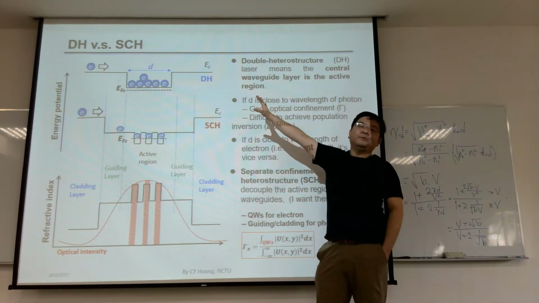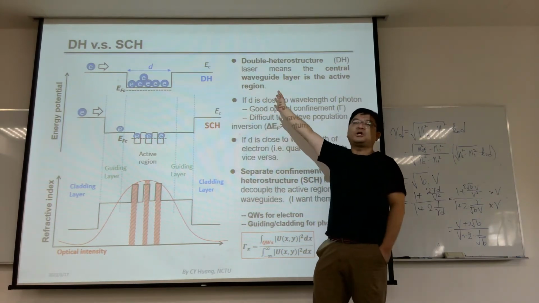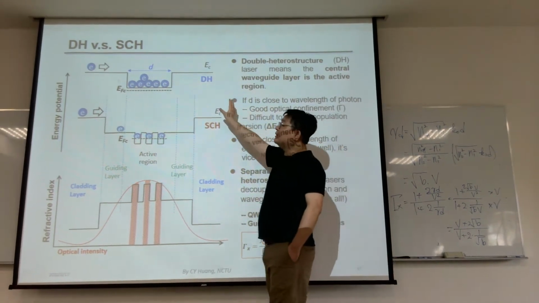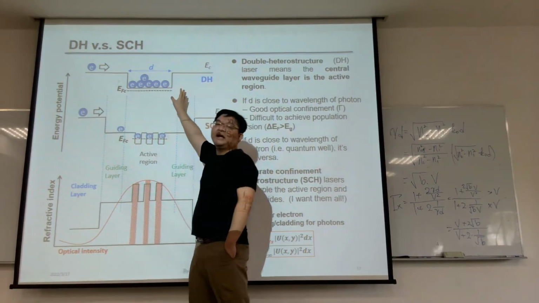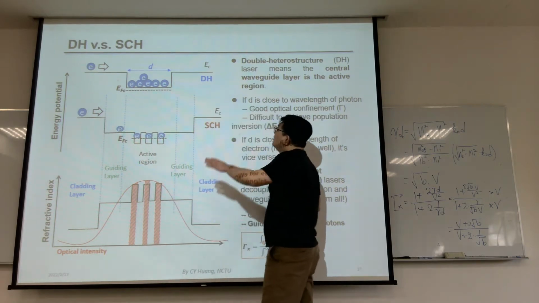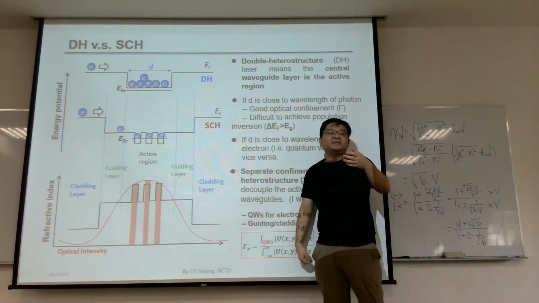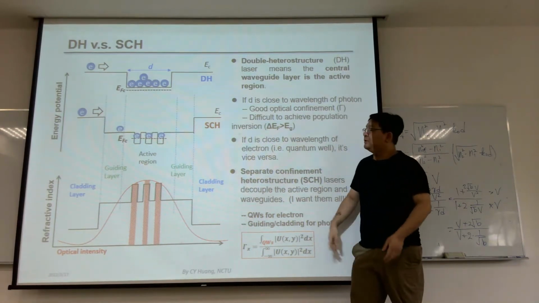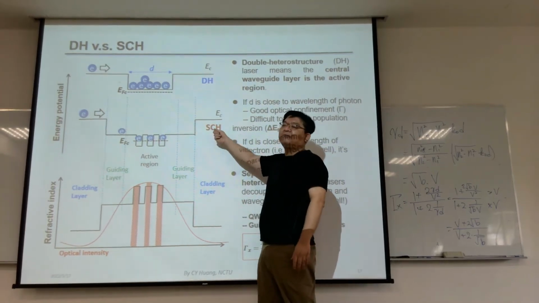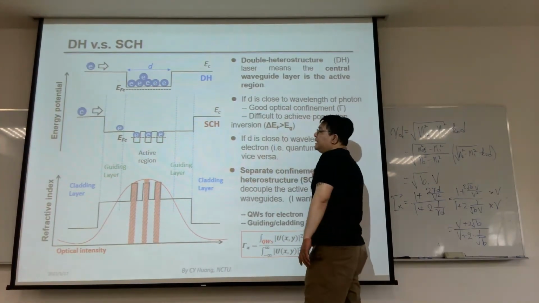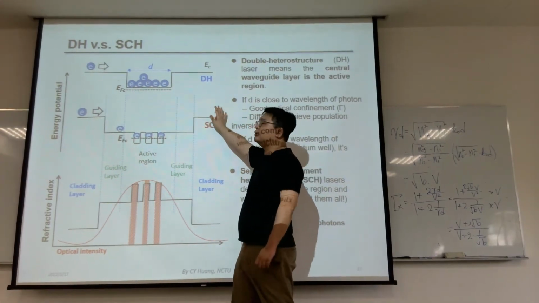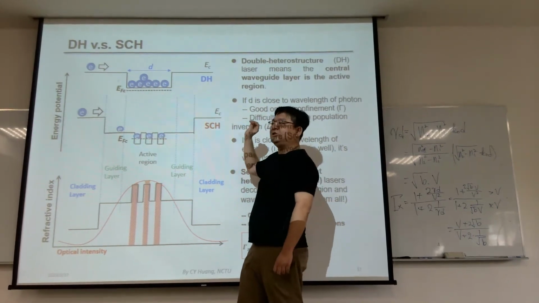But at the beginning, people didn't want to try difficult or complex structures due to the limits of processing capability. 50 years ago, they only did DH lasers because it's better than none, better than no confinement structure. After the first 10 years of development, people started trying another structure called the separate confinement heterostructure. That is, I'm not trying to compromise on the wavelength difference between the electron and the photon. I just do both.